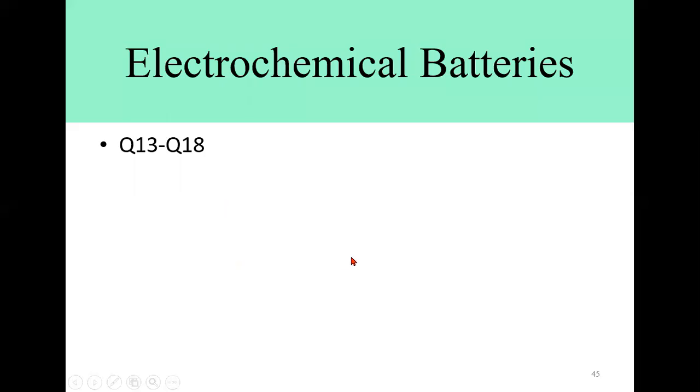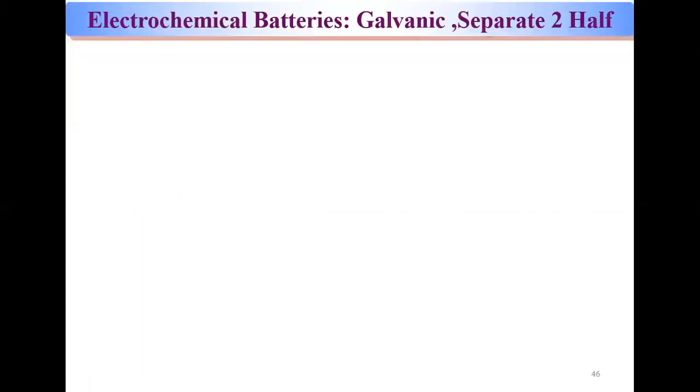We're now going to start the problems on electrochemical batteries, which really I find very simple. Once you did all the rest, this is a piece of cake. These are all number question 13 to 18. I'm going to go fairly quickly because you already know how to do everything.